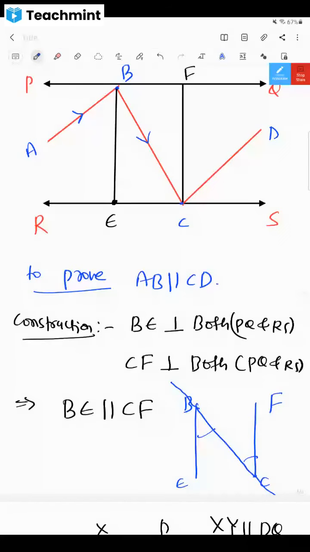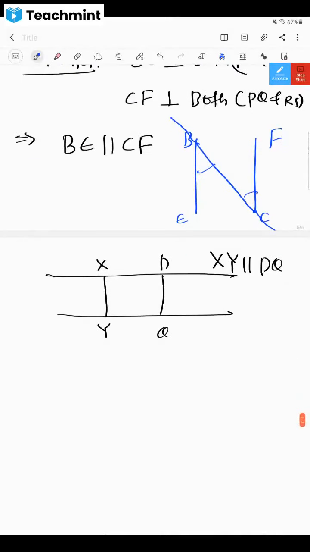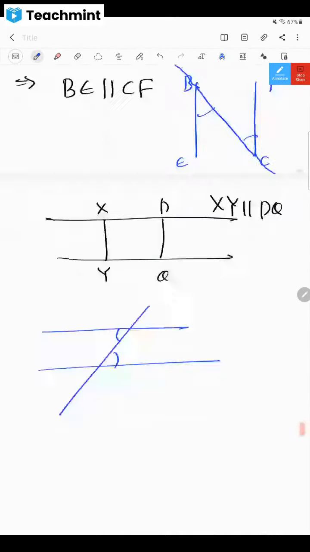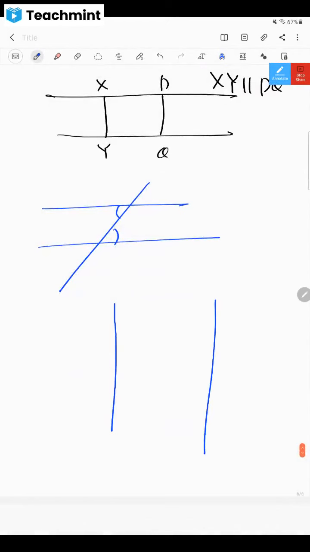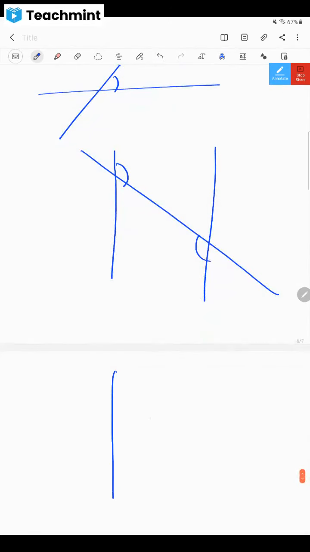Sir, please try to understand. Don't think that only these are the parallel lines. If you draw like this, or like this, then also we are going to have these as the alternate interior angles. If these are the parallel lines and any transversal is coming like this, these angles are going to be alternate interior angles, dear children.